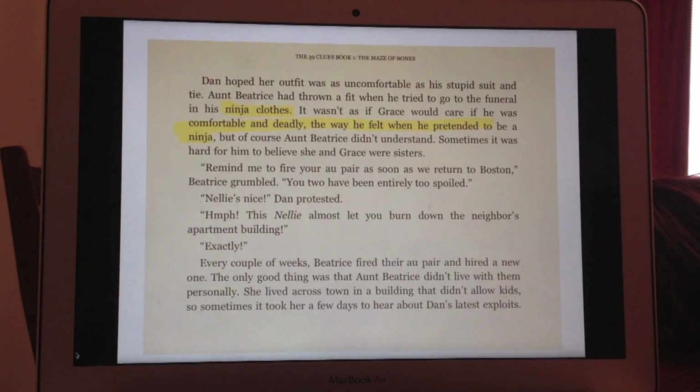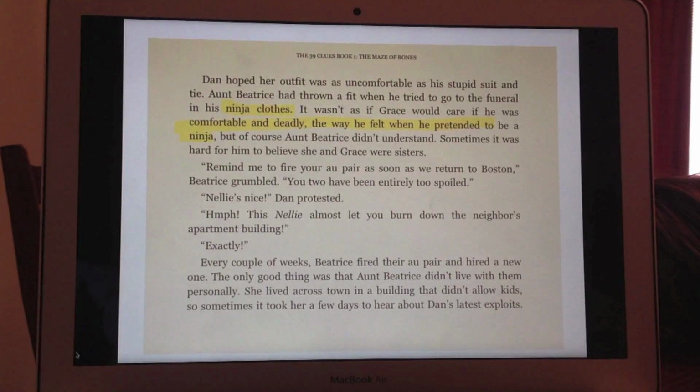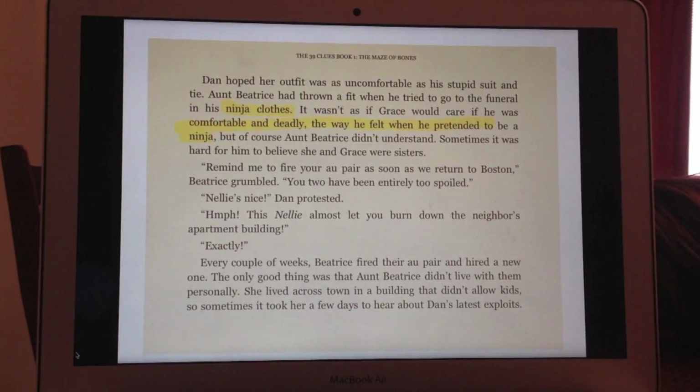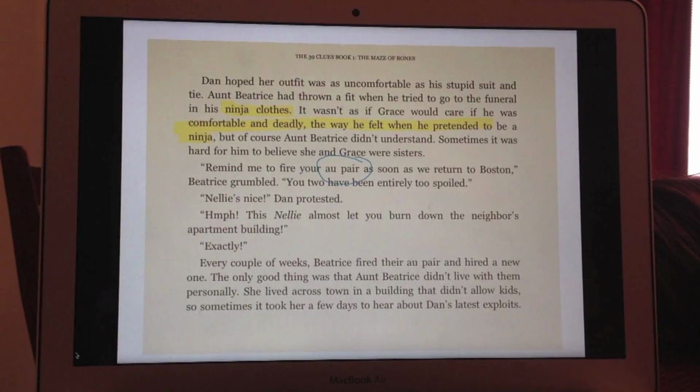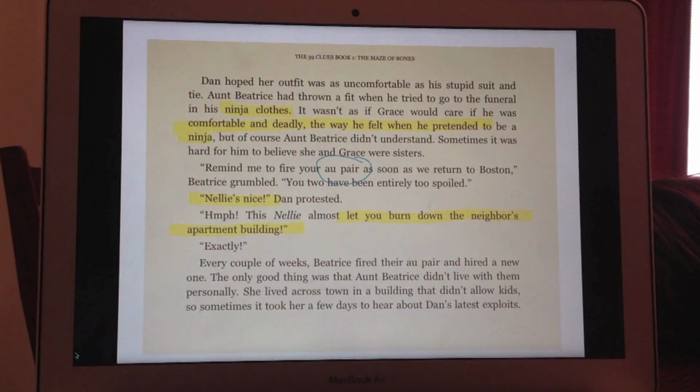Now they're talking about their au pair, which is like a nanny or babysitter. Dan seems to like this au pair. He says she's nice. Of course, his great aunt says that she almost let him burn down the neighbor's apartment building, and Dan said exactly. So to me, he seems like he's pretty active and does things that probably get him in trouble often, especially since he thinks Nellie's nice because she seems to let him get away with these things.